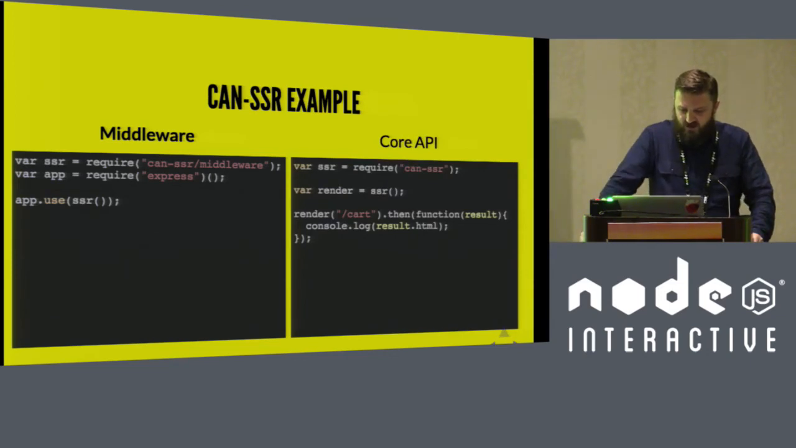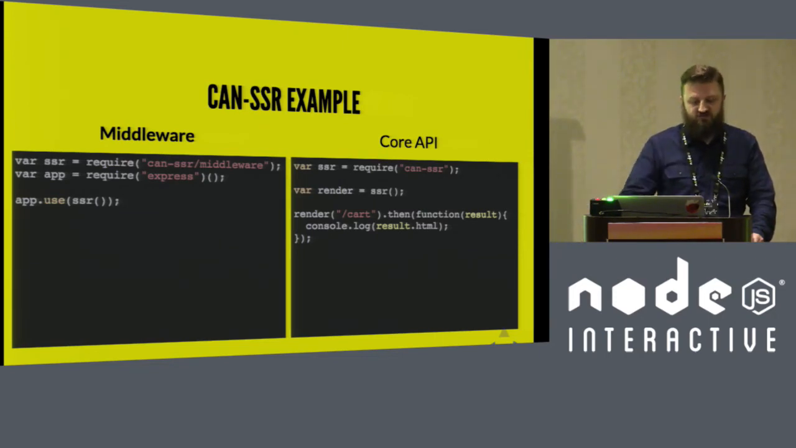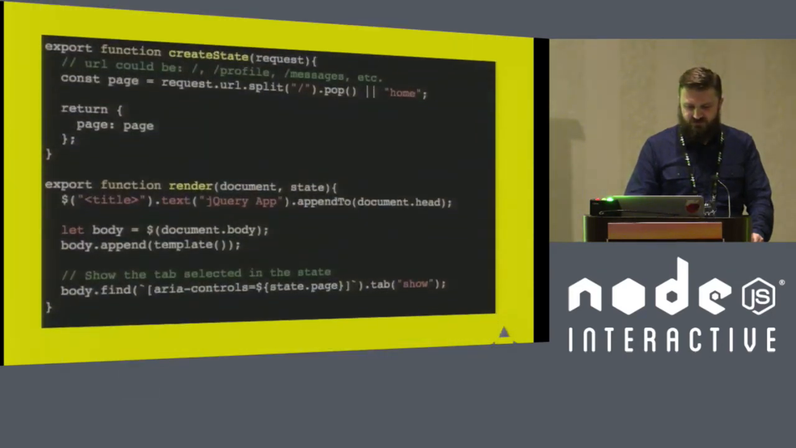This is the core API, the lower level API. You can require can-ssr and call ssr, which creates a render function. This render function can take any URL, if you're using Node.js, or you can also pass it a request object, and it will respond with the result. So it's pretty simple to use.